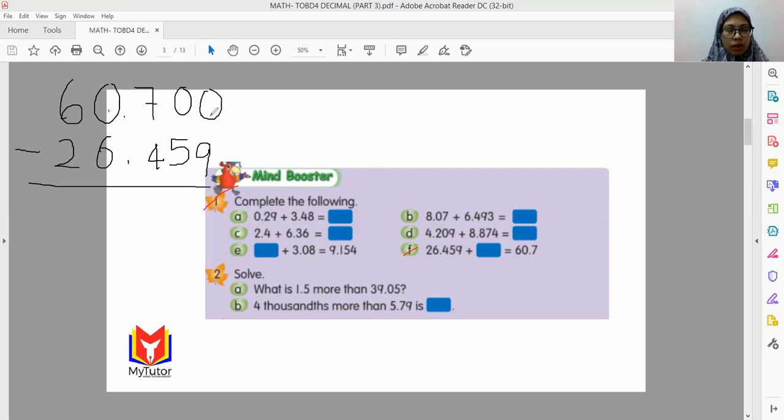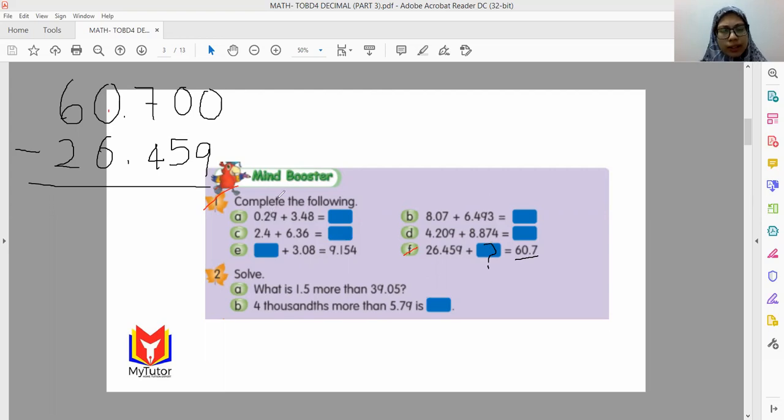All right. So let's discuss this 1F. We have 26.459 plus a number, and then equal to 60.7. So what you do is take the answer, because it's going to be the largest number compared to these two, and subtract 26.459. And then you will get this number.